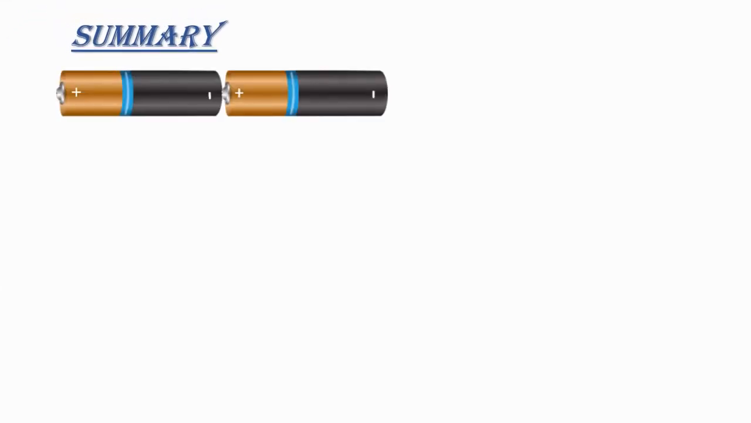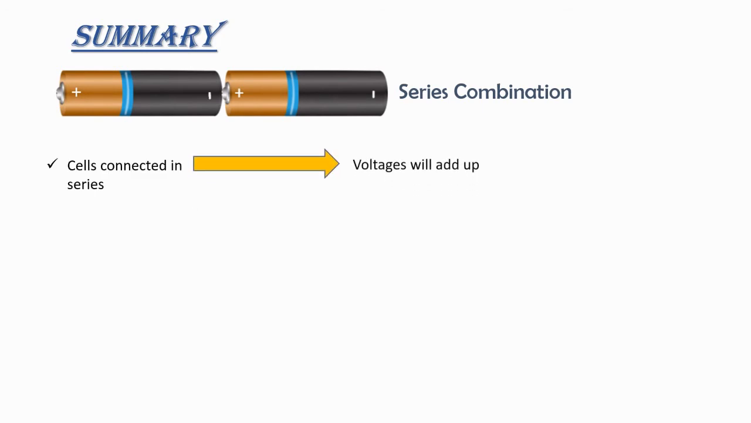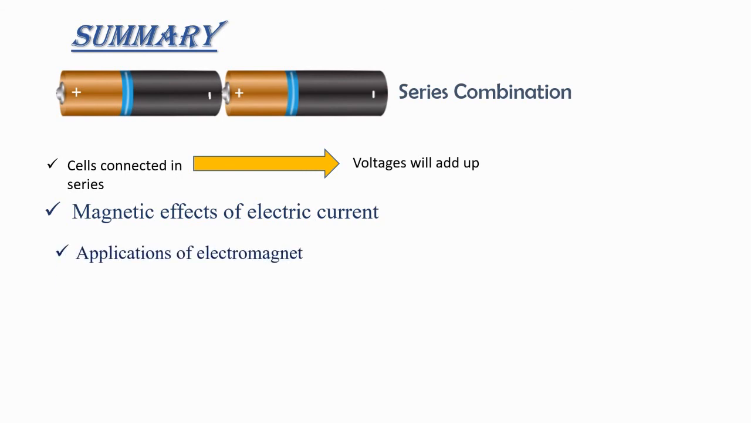Let us quickly summarize what we have learned. We have learned about series combination. We have also learned that when cells are connected in series, voltages add up. We have learned about magnetic effects of electric current, applications of electromagnet, and the electric bell.